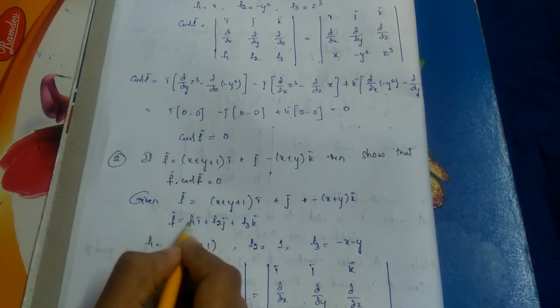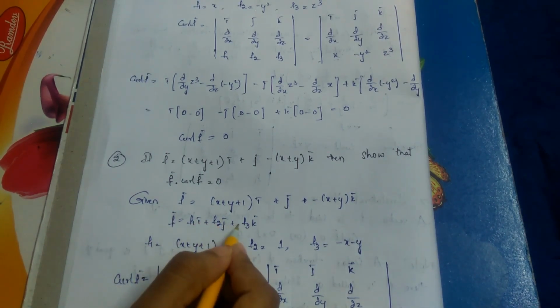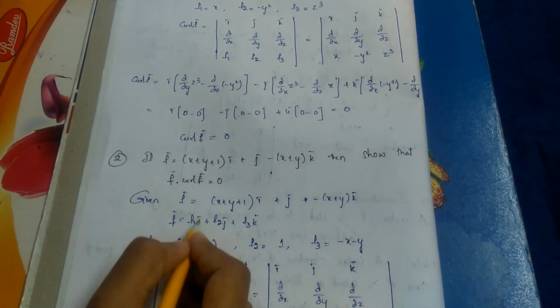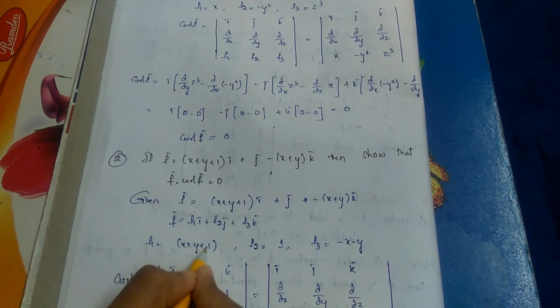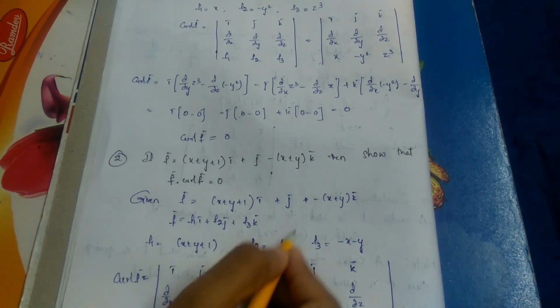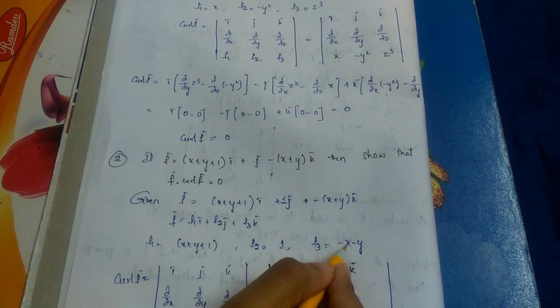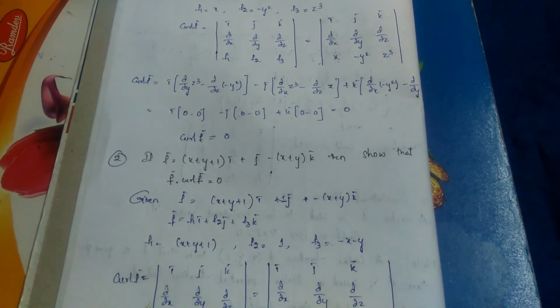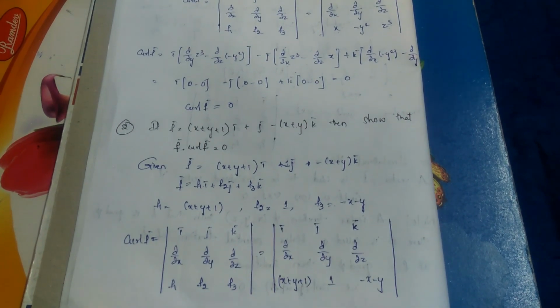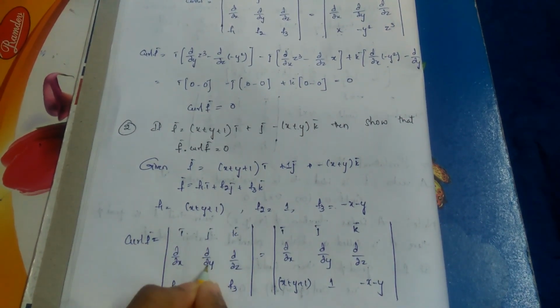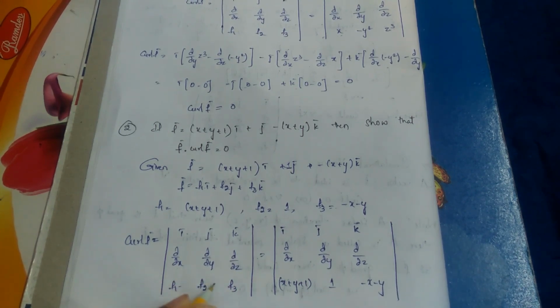So first we have to find the curl of the vector F bar. F bar is equal to F1 i bar plus F2 j bar plus F3 k bar, we know this. So when we compare this equation, F1 is x plus y plus 1, F2 is 1, that is the j bar coefficient, and F3 is minus (x plus y), which is minus x minus y. And the curl vector comes as i bar, j bar, k bar, ∂/∂x, ∂/∂y, ∂/∂z, and F1, F2, F3.